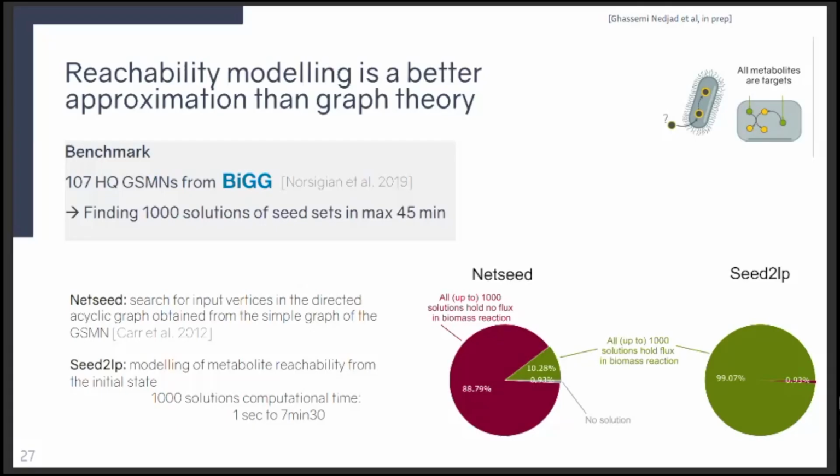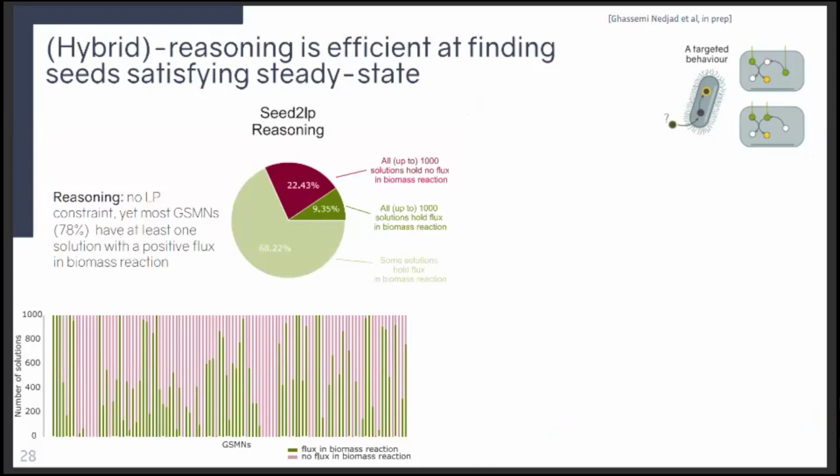So here what we try to do is to set up all metabolites as targets, but in reality, we have a targeted behavior, a subset of metabolites that we want to ensure. So it's not exactly the same problem. And it turns out that it's a bit more complicated. So here you have the similar setup. So just using the Boolean abstraction and testing with flux balance analysis on the same networks for a targeted behavior. And you can see that we have 22% of networks for which we have no solution that satisfies steady state assumption, FBA. But for the rest, we have at least one solution that works and sometimes all the solutions that work.